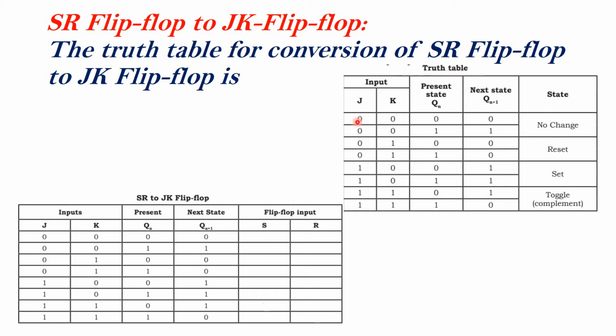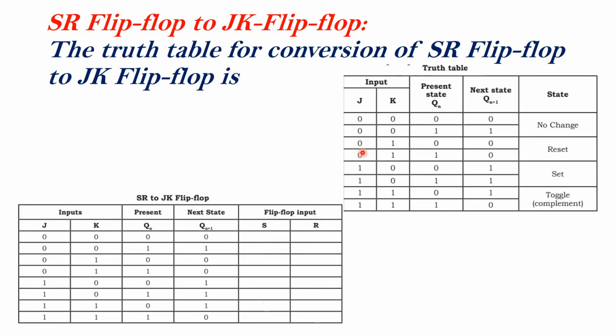Let's see here. When J is equal to 0, K is equal to 0, and present state is equal to 0, next state is equal to 0. J is equal to 0 and K is equal to 0, present state equal to 1, next state is 1. There is no change in the present state.